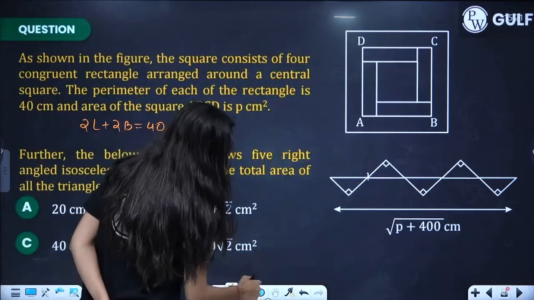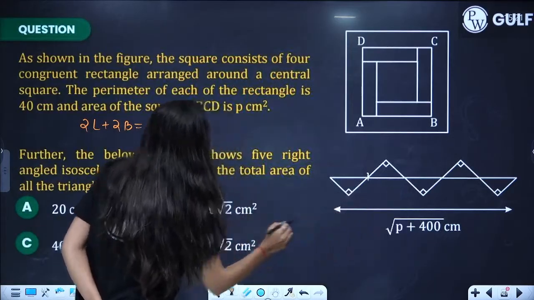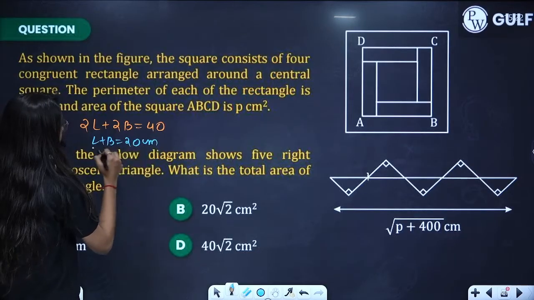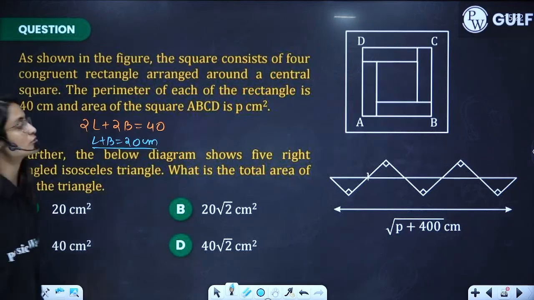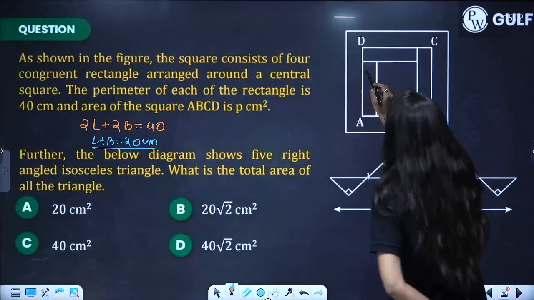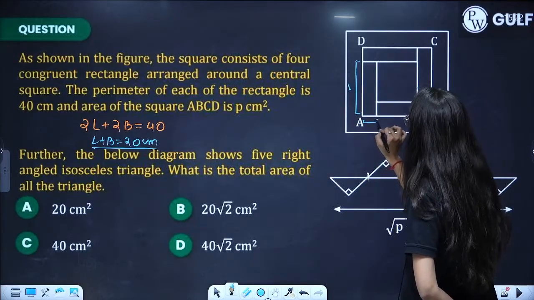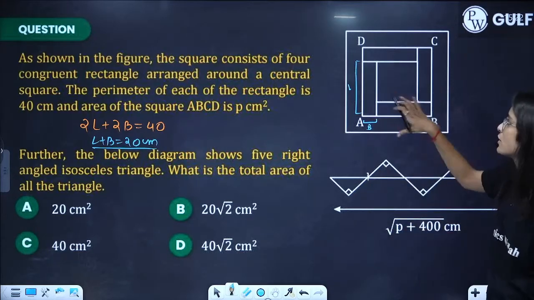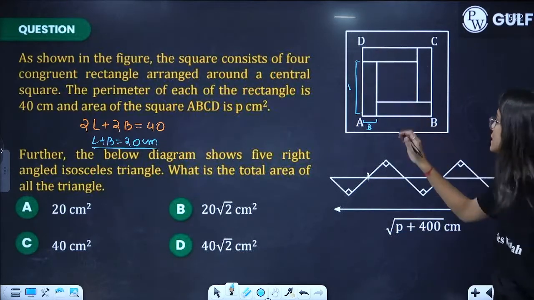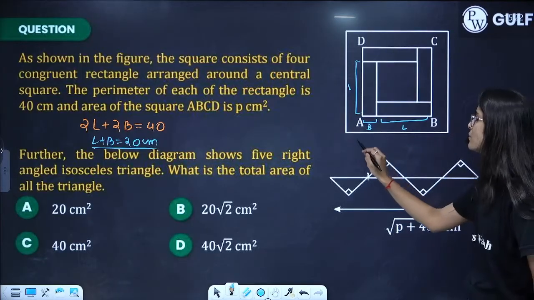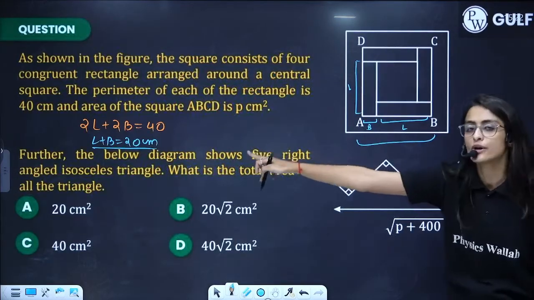So if the perimeter is given to us, what can we find next? L plus B is equal to 20 centimeter. That means the addition of length and breadth is equal to 20. If I substitute this as my length, this as my breadth, that would be common for each and every rectangle, so this will also be my length again. From this, I'm obtaining L plus B, which is already 20 with us.